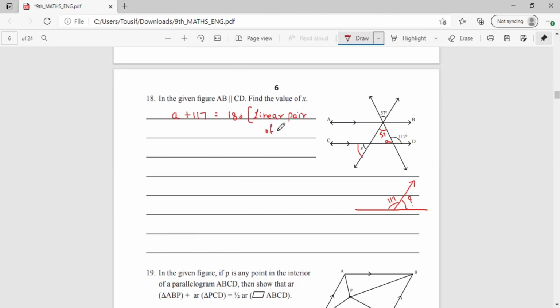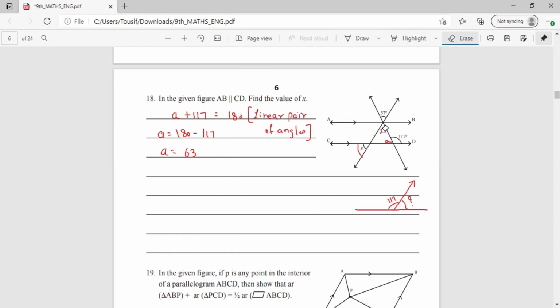Linear pair of angles. The calculation is very simple. Just transpose, that is A is equal to 180 minus 117. So just subtract 180 minus 117, we get the value. I think it is 63. 63 degree, yes. Okay, so we got one of the interior angles of the triangle.